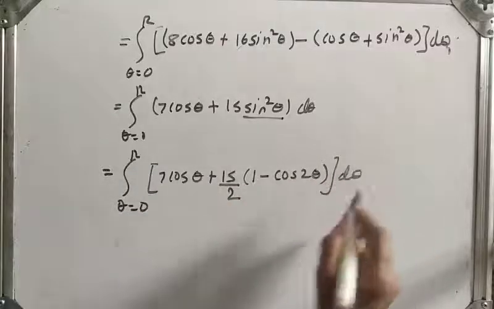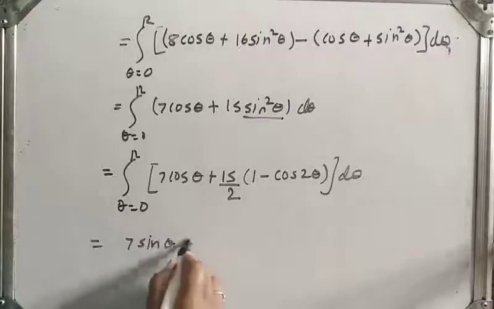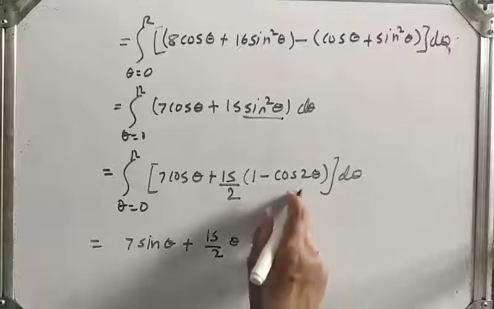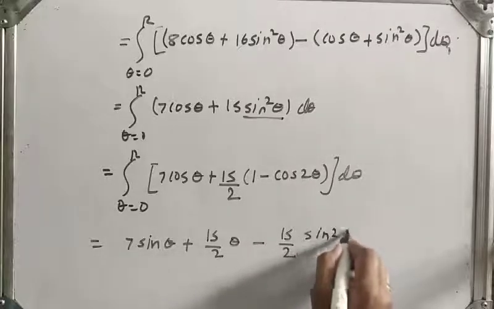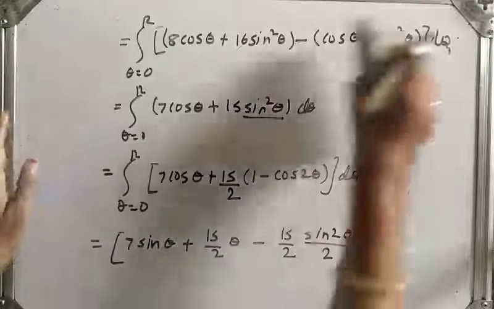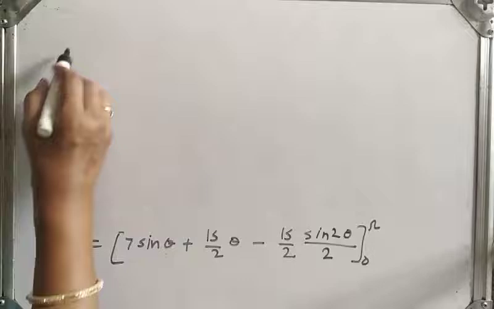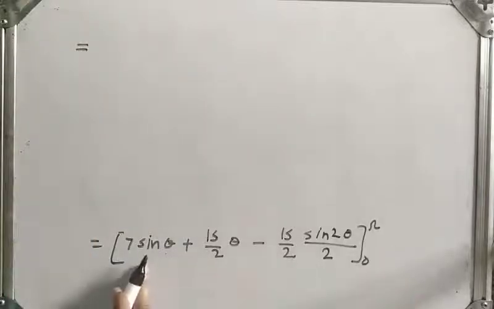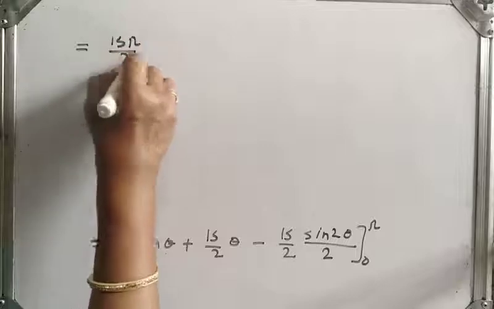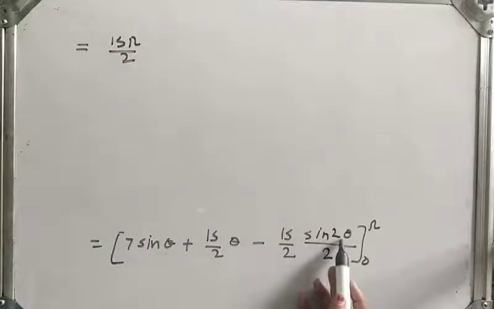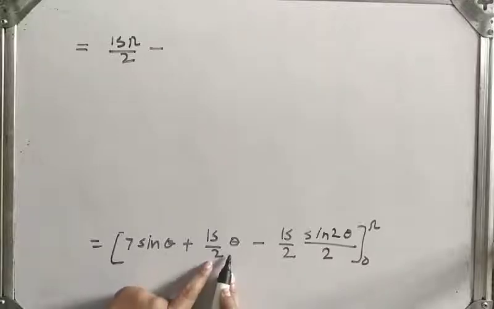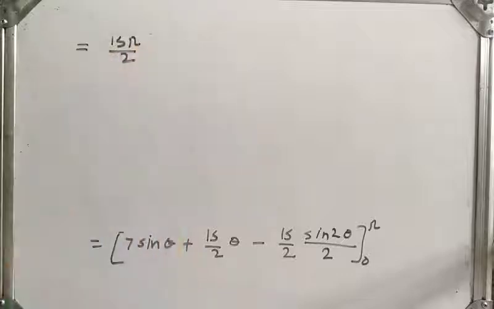Okay, and now let us integrate it. It is 7 sine theta plus 15 by 2 integration of 1 d theta, that is theta, minus 15 by 2 integration of cos 2 theta, which is sine 2 theta upon 2, with limits 0 to pi, which is equal to, so now apply limits, sine pi is 0, then 15 pi by 2, minus this sine 2 pi will be again 0, minus, now put 0, sine 0 is 0, here sine 2 0 is 0, so minus what, here also we get 0. So our final answer is 15 pi upon 2.